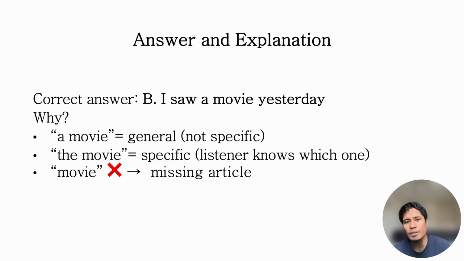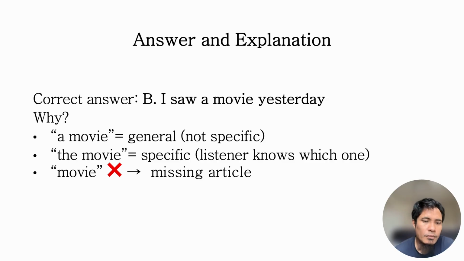Now, what about option C? I saw the movie yesterday. This sentence is also correct, but only in a different situation. We use article the when both the speaker and the listener already know which movie is being discussed. For example, maybe you talked about the movie before with your friends, and both of you already watched it.